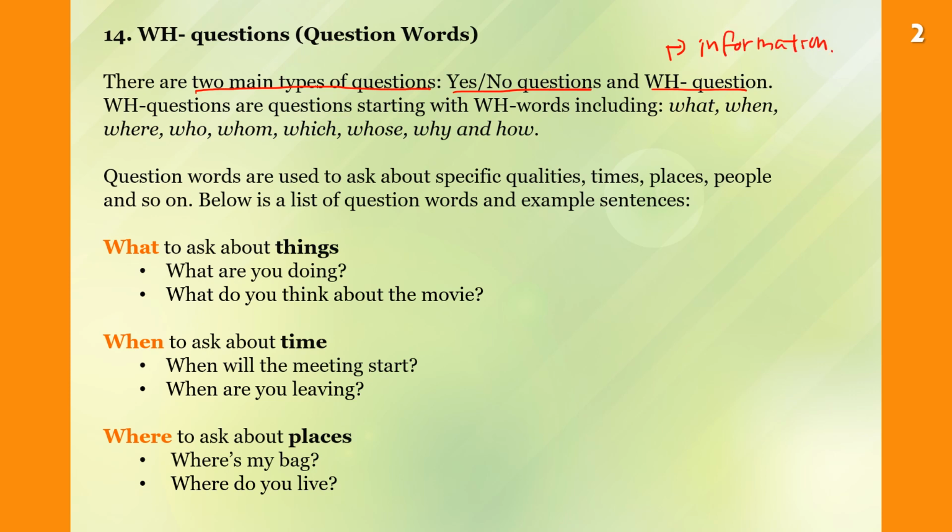Information questions. WH questions are questions starting with WH words, including what, when, where, who, whom, which, whose, why, and how. Question words are used to ask about specific qualities, times, places, people, and so on. Below is a list of question words and example sentences. What is to ask about things? What are you doing? What do you think about the movie?